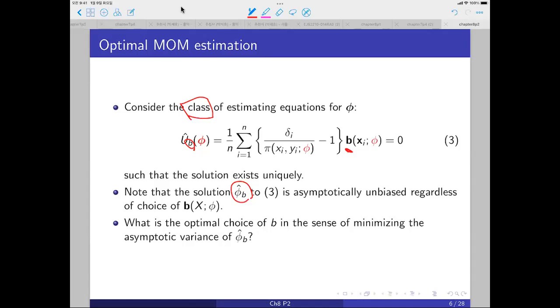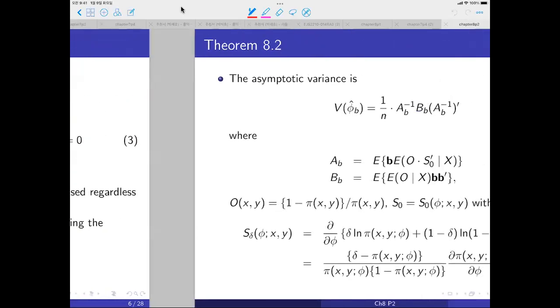So then it is really a nice mathematical statistical problem, right? Among this class, what is the best B? What is the optimal choice of B? That is something that we are going to consider. Okay, so minimizing the asymptotic variance of phi-hat type B.